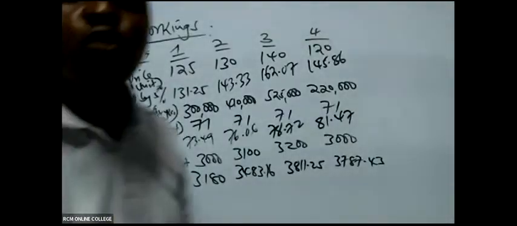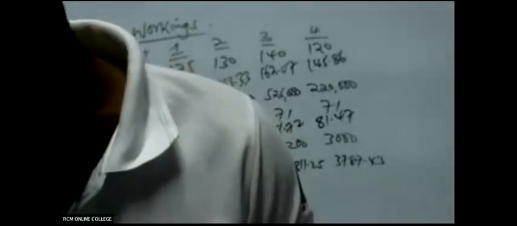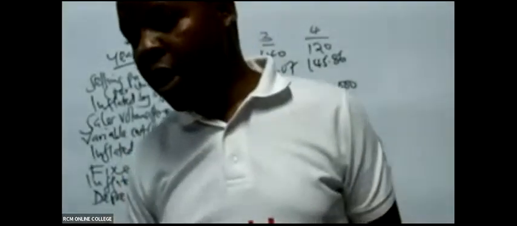So depreciation will be constant. So who can give me the depreciation cost? Straight line basis. Cost minus salvage value divided by number of useful life. So depreciation will be constant. It will be 5,000. Is that correct?